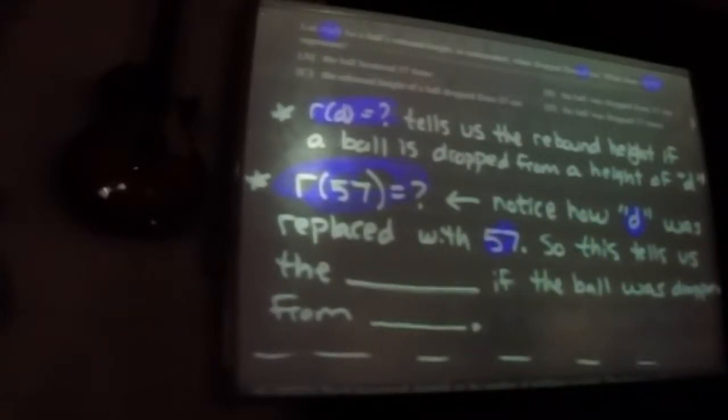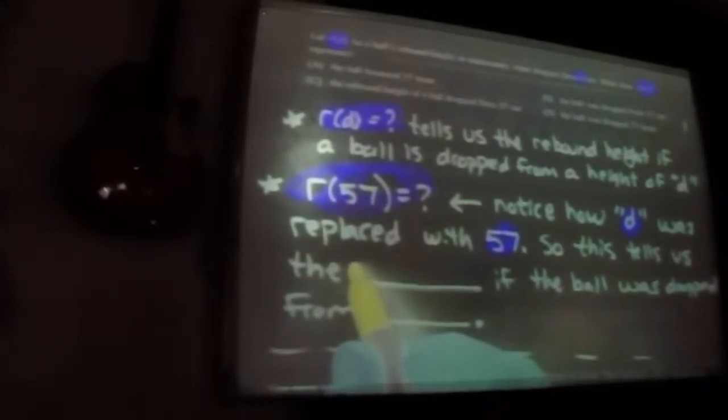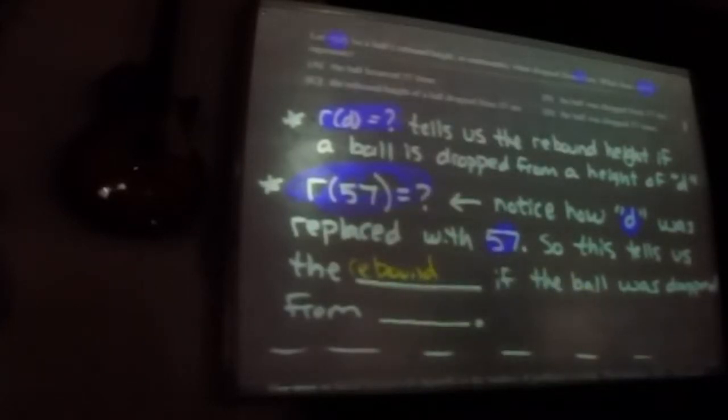So that tells us this tells us the length the ball was dropped from. I don't know what I'm trying to say here. I was trying to figure that out too. I guess you could say this tells us the rebound height. I have great intentions when I write these notes, and then I sleep and forget what I was trying to say. Okay, so this tells us the rebound height.